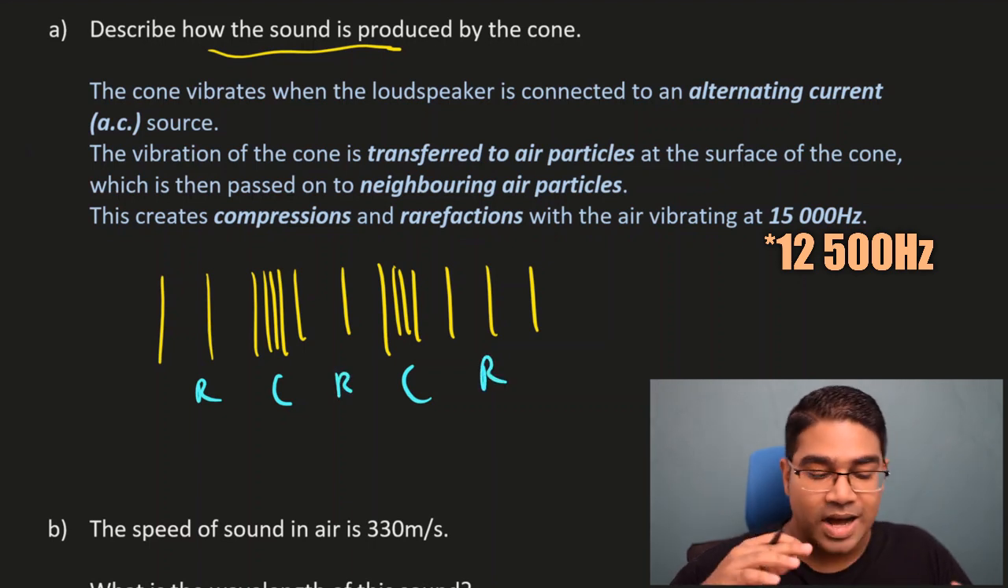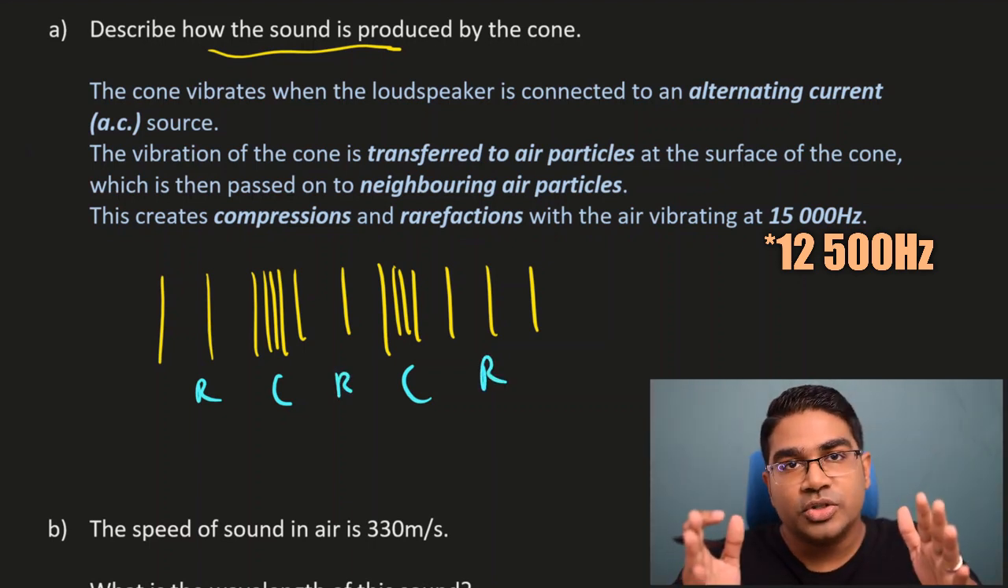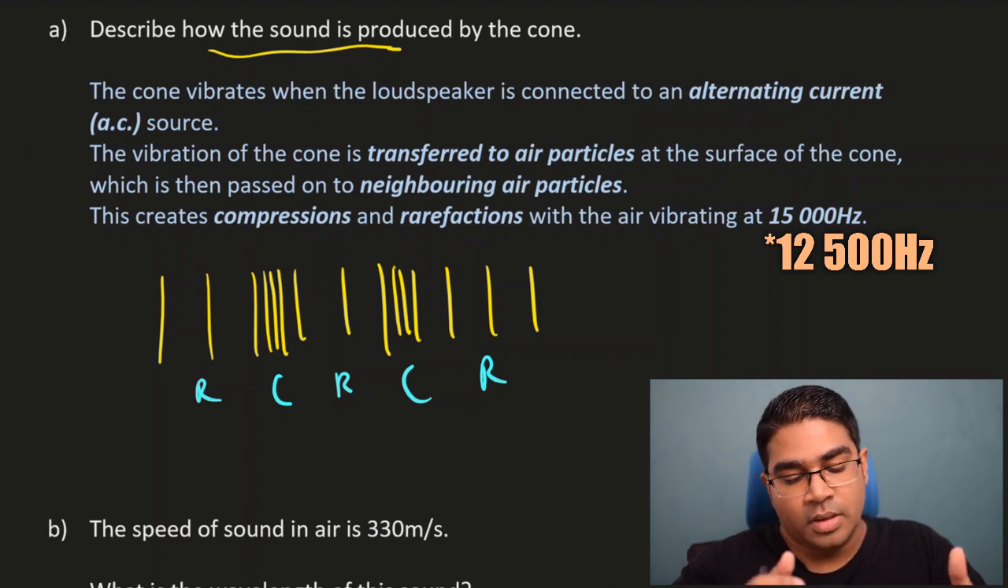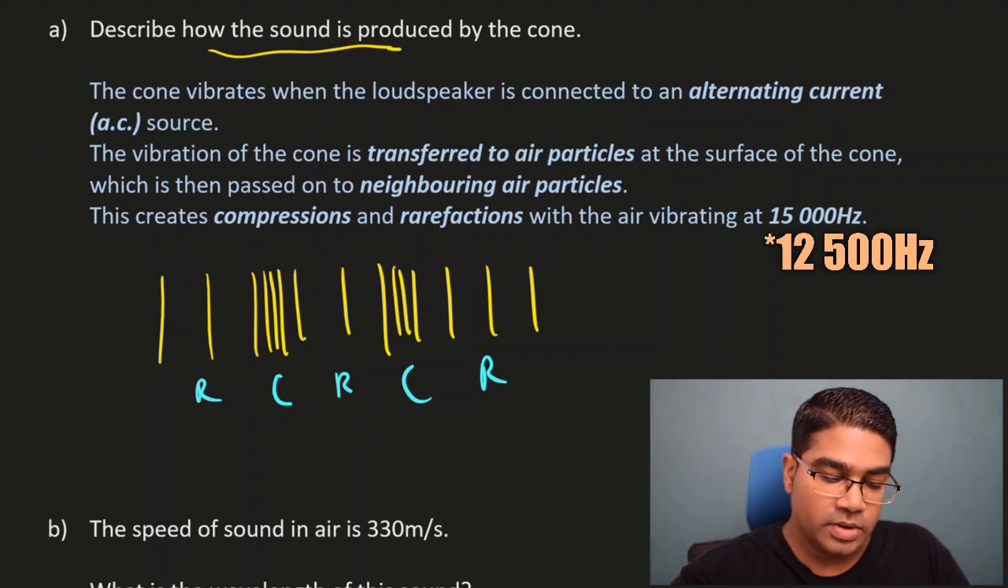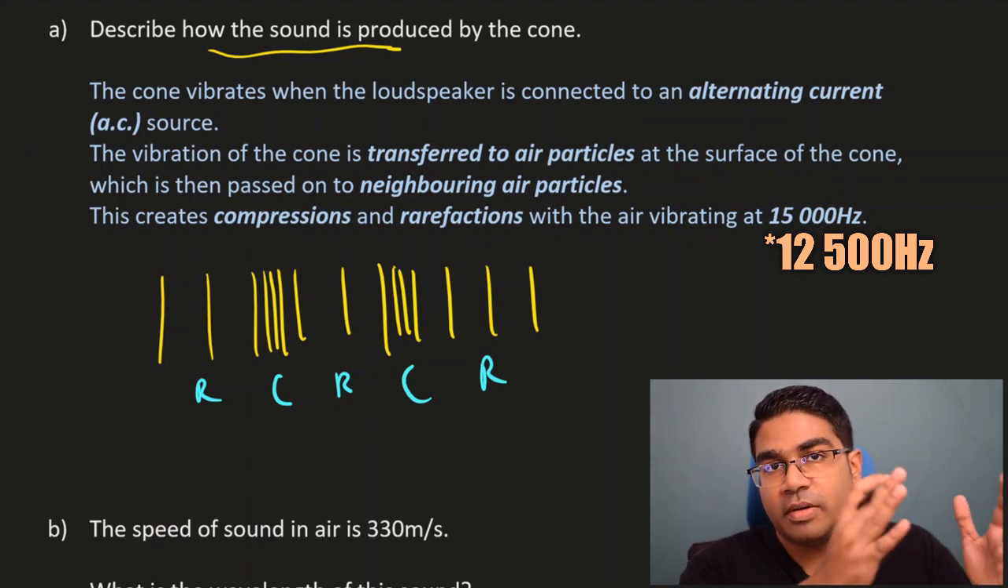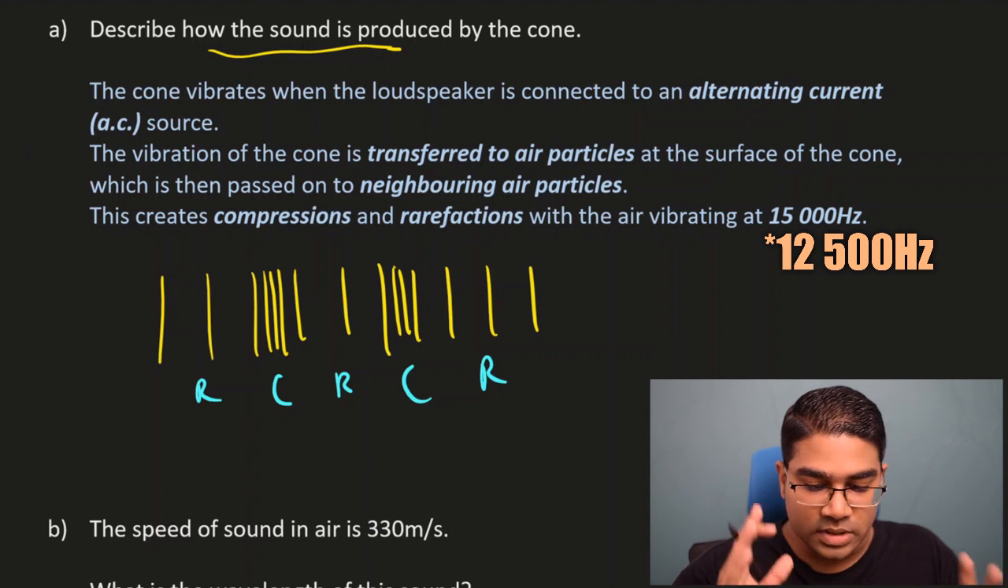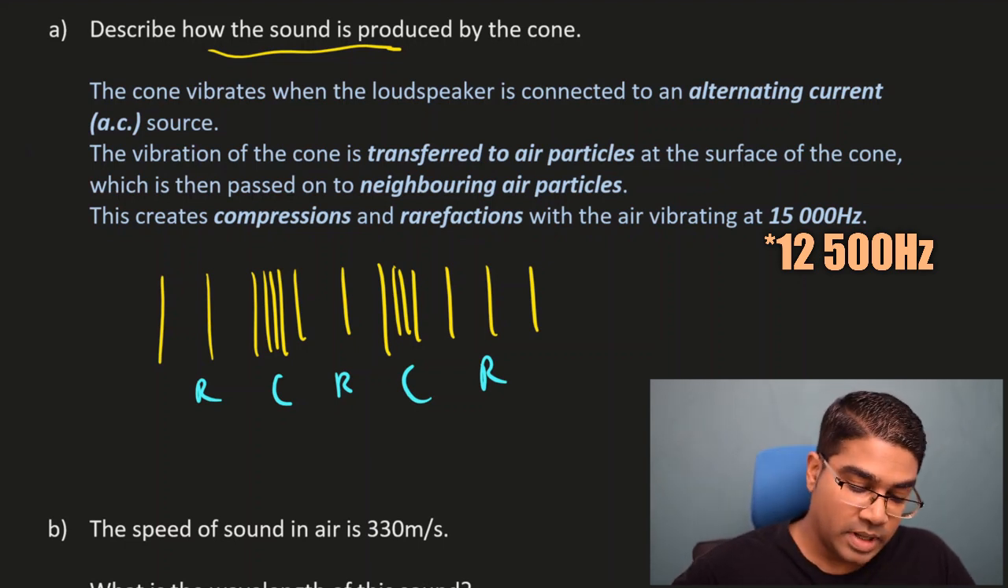Now these are the parallels to crest and trough. When you have a transverse wave, we have crest and we have trough. But here we don't have crest and trough, we only have compressions and rarefactions. Right? So this is how sound is produced. Now let's go to the next part.